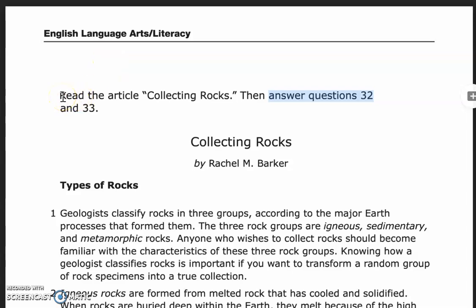Read the article Collecting Rocks, then answer questions 32 and 33. Collecting Rocks by Rachel M. Barker.